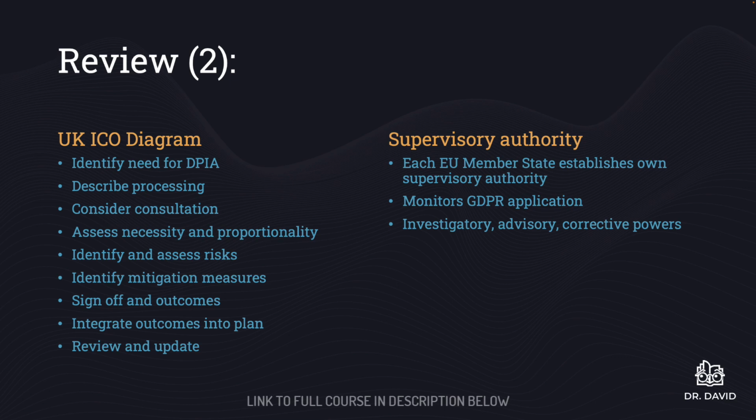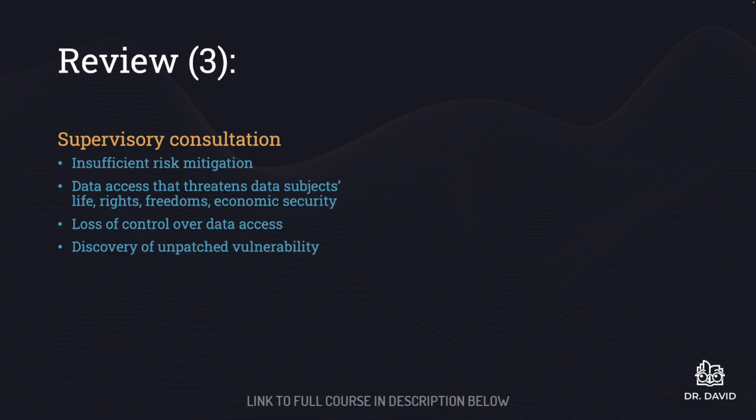I will not go through the UK ICO diagram here, but just know that that's a useful reference for the future. Concerning supervisory authorities, remember that each EU member state establishes their own supervisory authority. This authority is responsible for monitoring GDPR application and also has investigatory, advisory, and corrective powers. Finally, supervisory consultation may be required when there is insufficient risk mitigation, when data access threatens data subjects' life, rights, freedoms, or economic security, when there is a loss of control over data access, or when there is a discovery of an unpatched vulnerability.